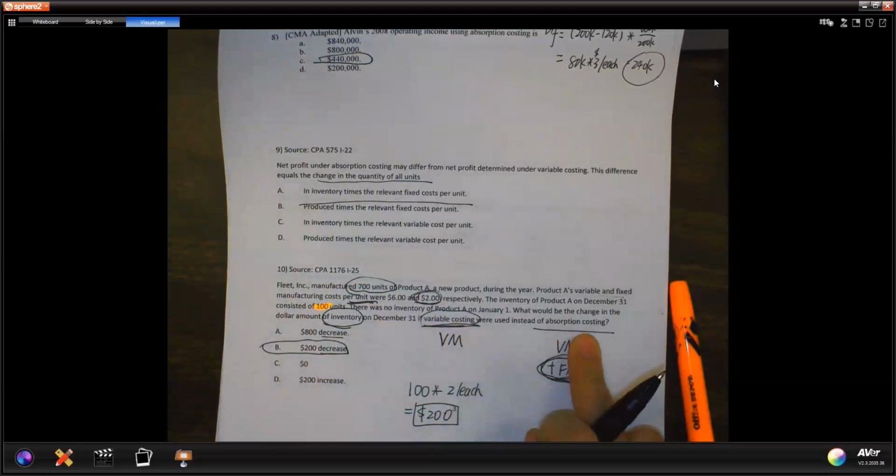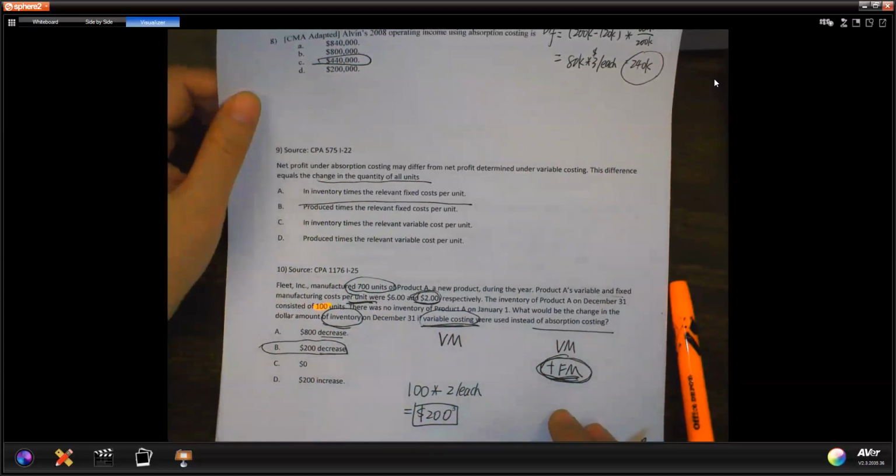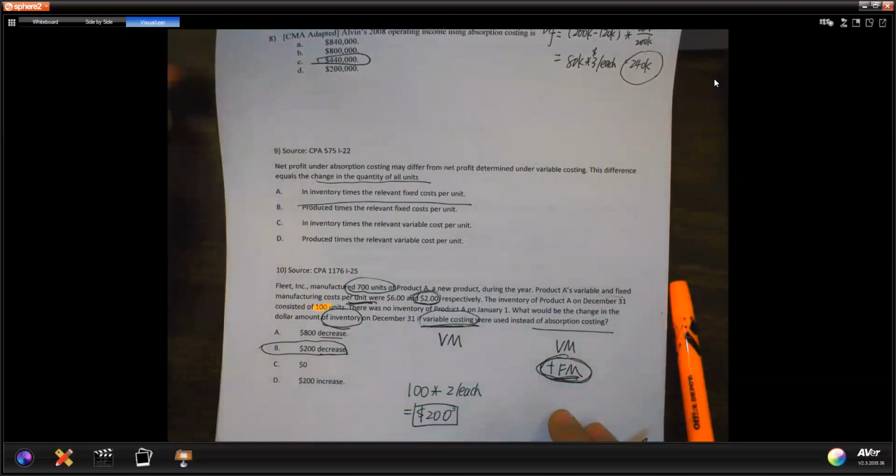So if my question said, hey, how about if absorption costing is used? Then it will be a $200 increase, right? So one more time, you have to really read the question carefully. You cannot just say, hey, I memorized the number. That will not work.